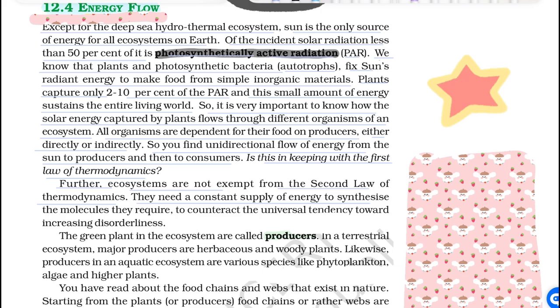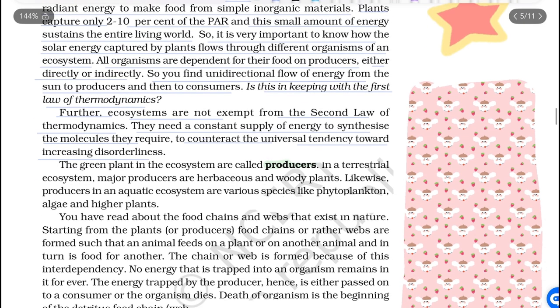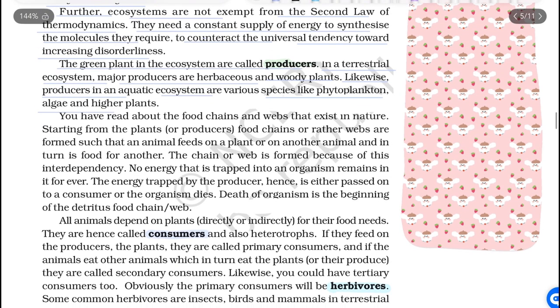They need a constant supply of energy to synthesize the molecules they require to counteract the universal tendency towards increasing disorder. The green plants in the ecosystem are called producers. In a terrestrial ecosystem, major producers are herbaceous and woody plants. Likewise, producers in an aquatic ecosystem are various species like phytoplankton, algae, and higher plants. You have to read about the food chains and webs that exist in nature, starting from the plants or producers. Food chains or webs are formed such that an animal feeds on a plant or on another animal and in turn is food for another.